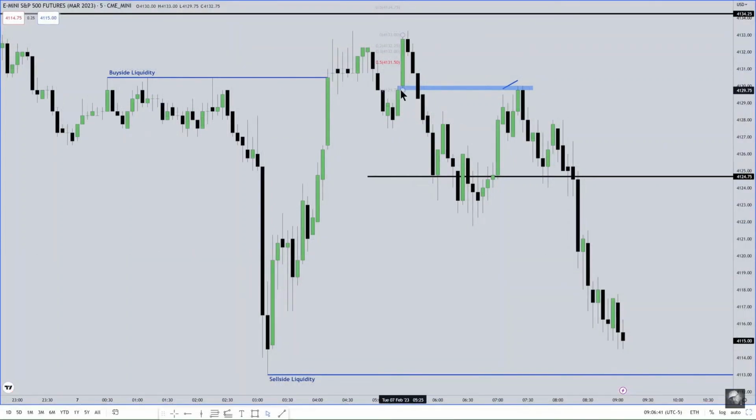Now, if there's no volume imbalance, or if there's no fair value gap here on the other side of the displacement leg, then I'll use the first fair value gap above the equilibrium. And then there it is.